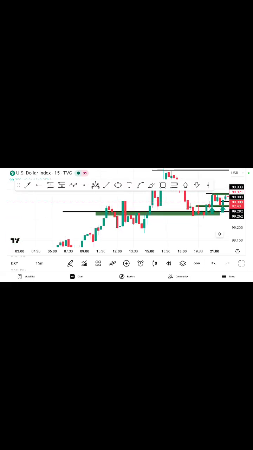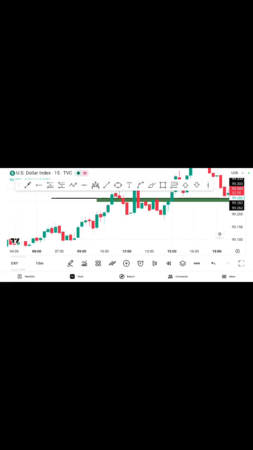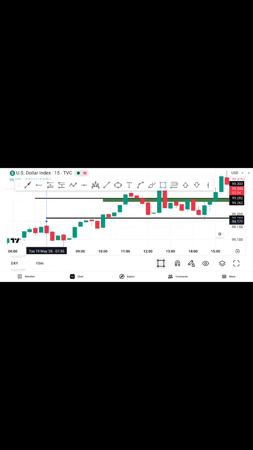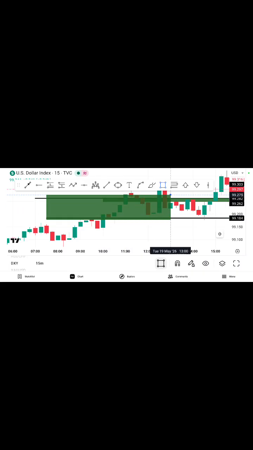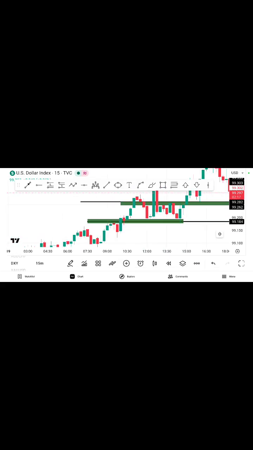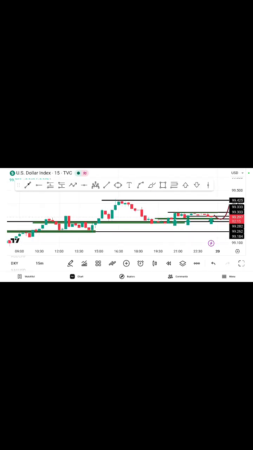You can even take your entries in the 15 minutes. Come here and say, okay, this was a high. When the market was here, you could have taken your first trade. When it broke here, you take your first trade if you are confident enough, or you just let it go up, come back down, and take this trade. It goes up, it comes back up. This is a second trade. Boom. The market went up.